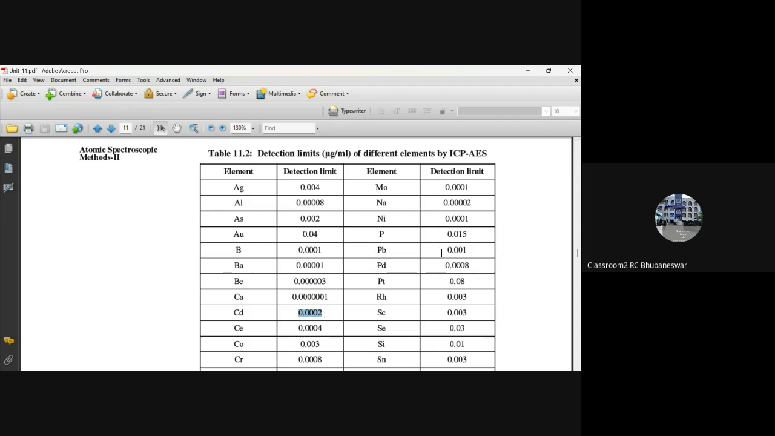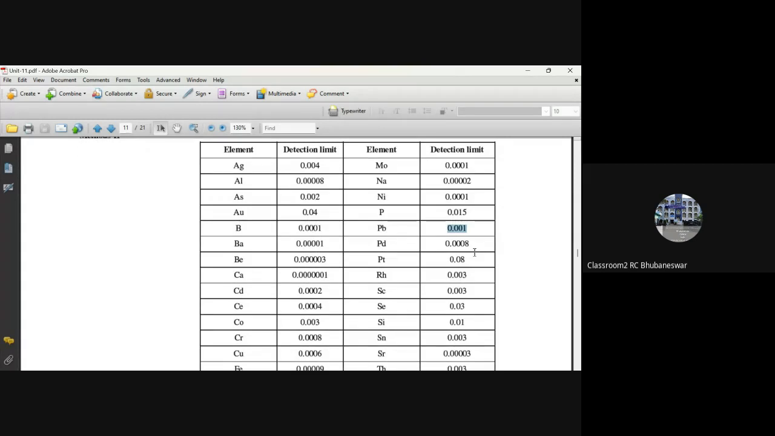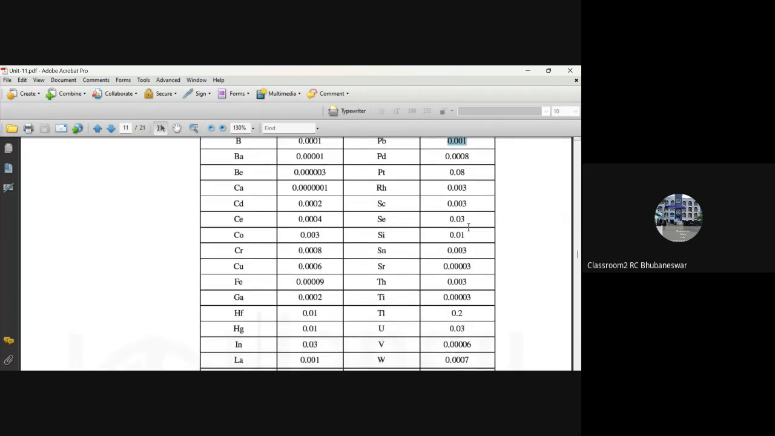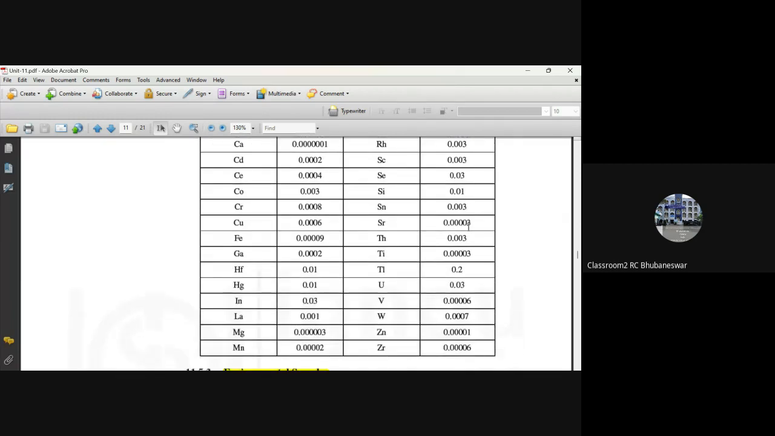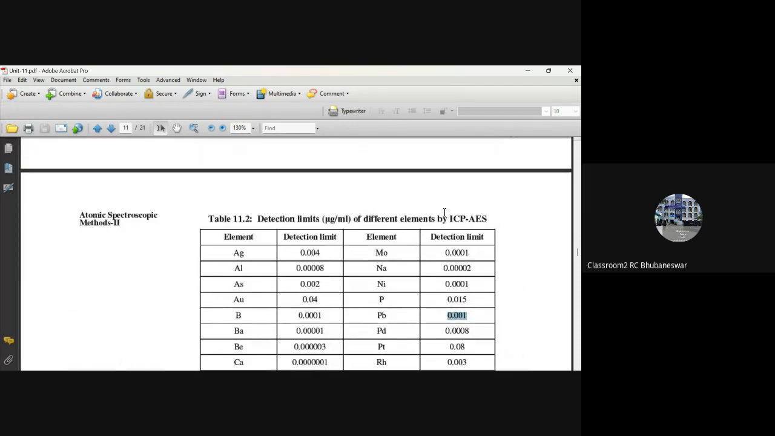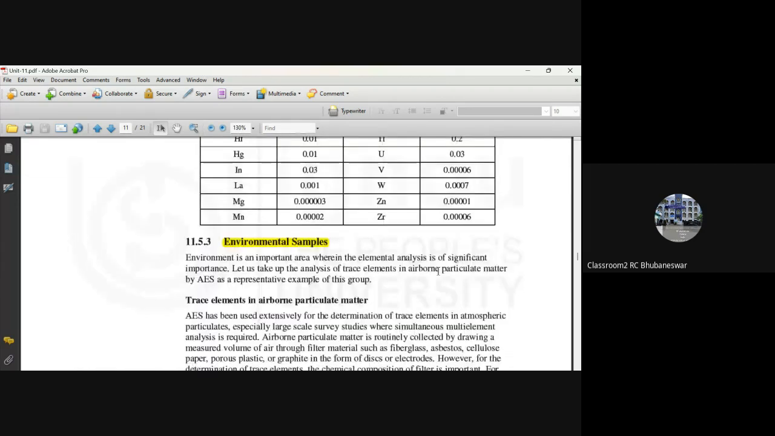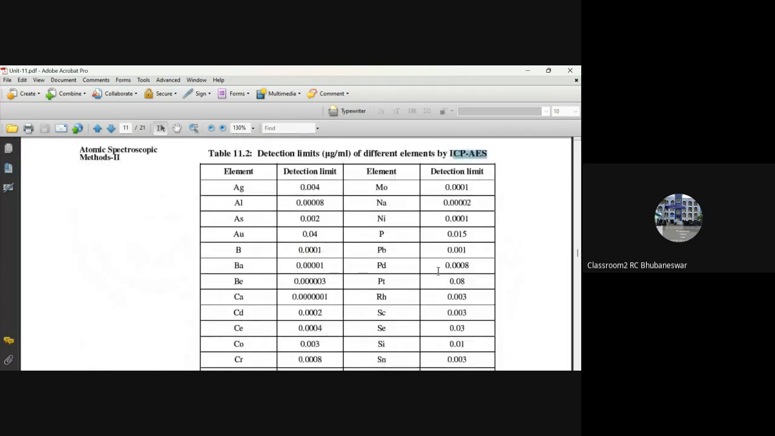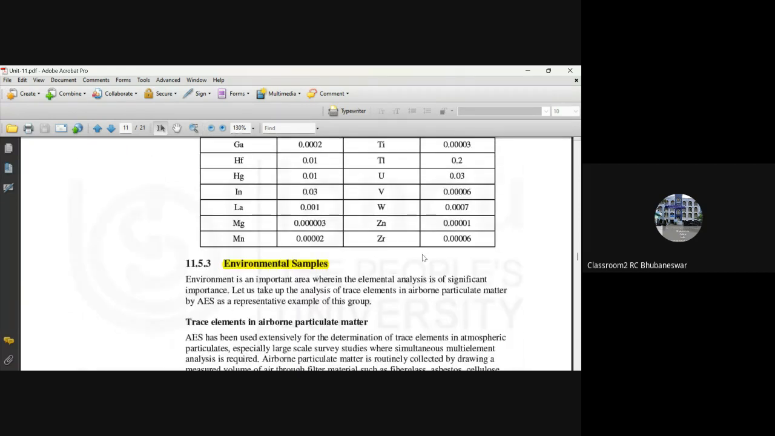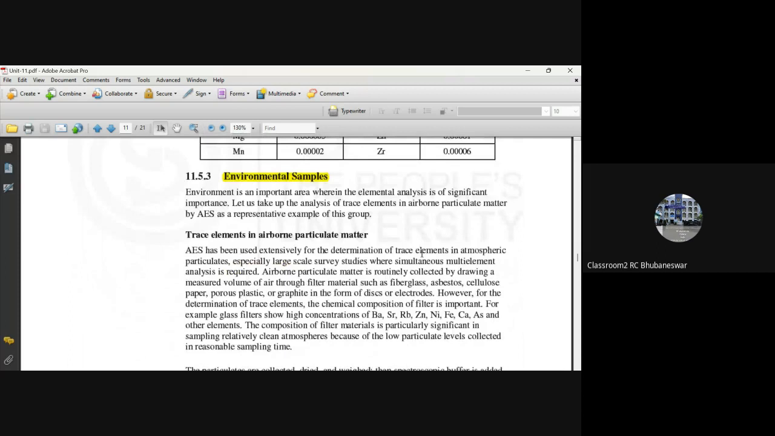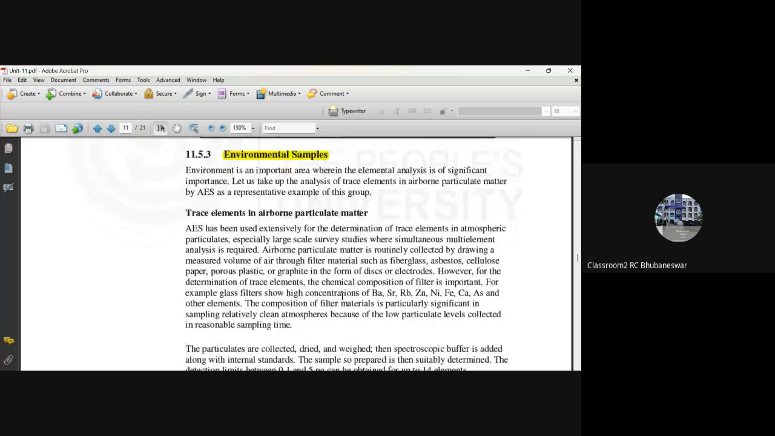Here also, if we see lead, which is very poisonous, 0.001, we can detect very small quantities through this ICP-AES. This is a very good technique actually, but you have to handle it very carefully. Then environmental samples also can be studied, trace amount elements in airborne particulate matter.